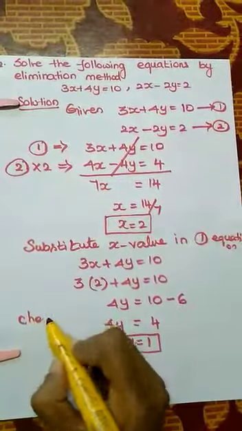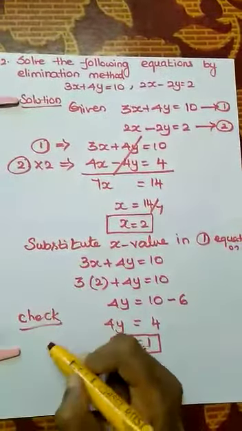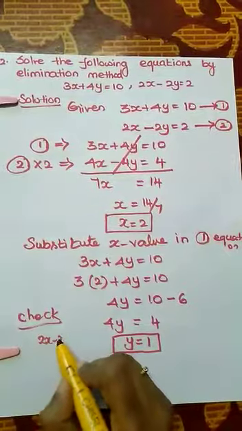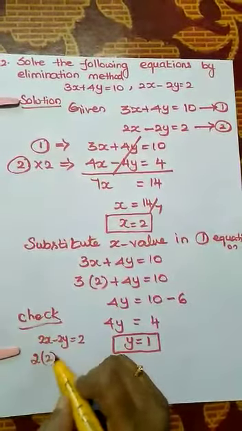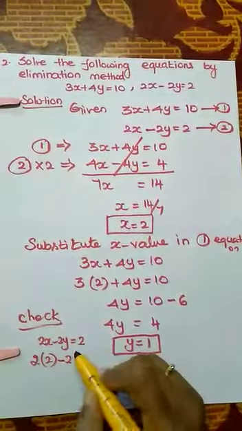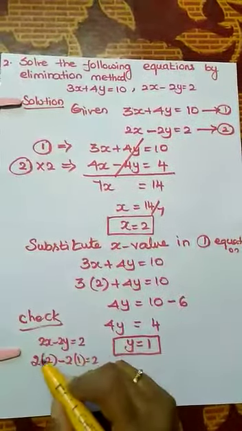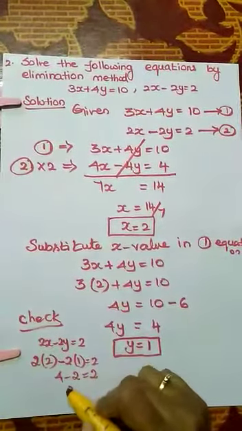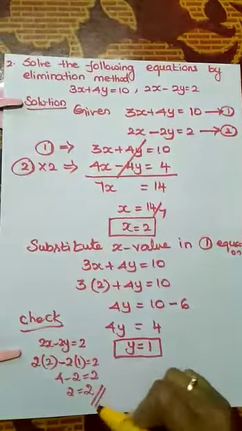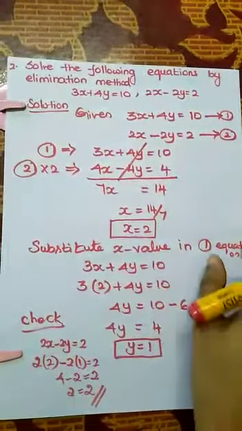Again we have to check the values. Take any one equation. 2x minus 2y is equal to 2. What is our x value? 2. Apply the y value also. 2 into 2, 4. 4 minus 2 is equal to 2. Therefore, LHS value is equal to RHS. Our answers are correct. Okay.